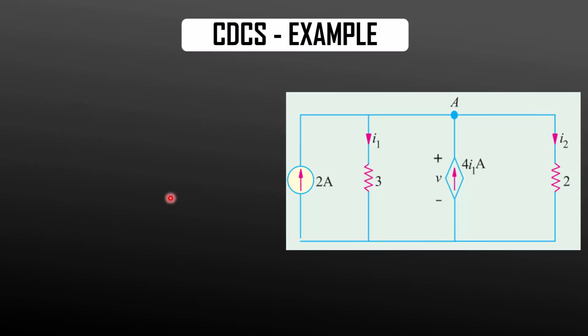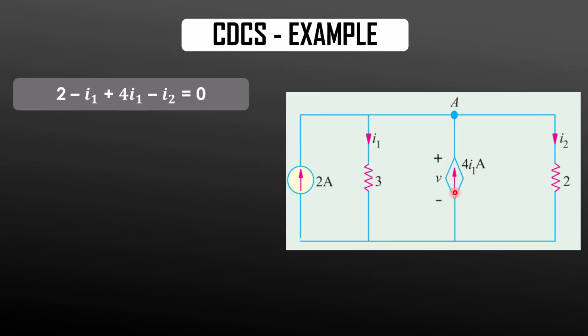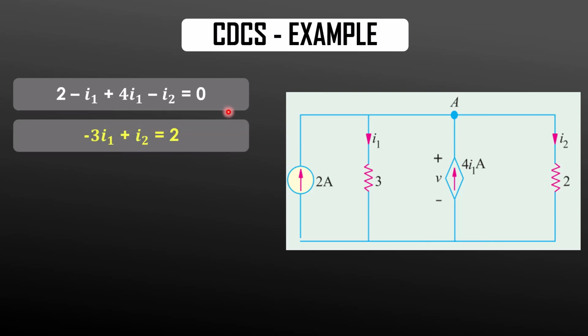Now we will see an example in which we will solve a circuit that consists of a current source and a current dependent current source. First of all, we will apply nodal analysis at node A. Here you can see the current coming towards the node is represented by a positive sign, whereas the current going away from the node is represented by a negative sign. So 2 minus I1 plus 4I1 minus I2 is equal to 0. After computation, the equation becomes minus 3I1 plus I2 equal to 2.